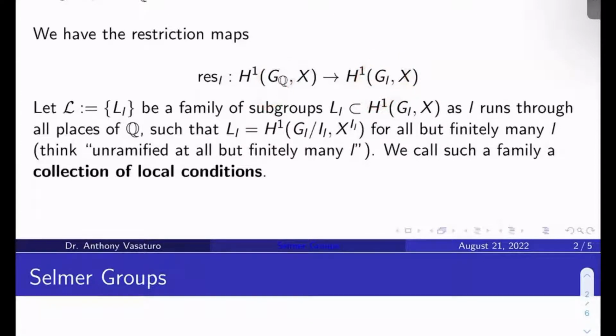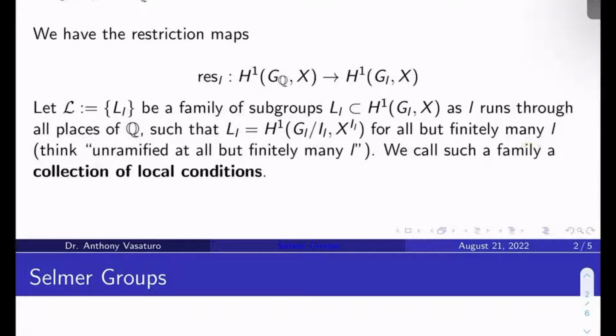Okay, let's let this calligraphic L denote a family of L_l's, big L sub little l's. Let that be a family of subgroups L_l in H^1(G_l, X), as l runs through all the places of Q. Now, we're going to impose one restriction on this family of subgroups, though. I want L_l to be H^1(G_l/I_l, X^{I_l}) for all but finitely many l.